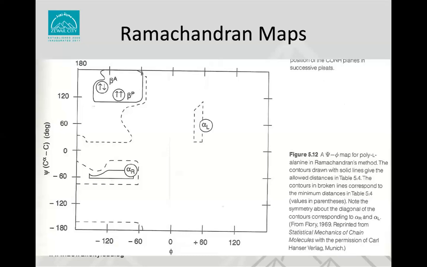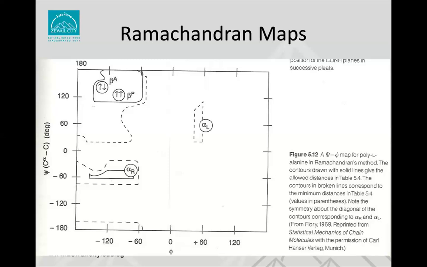So we have this region down here. We have the solid lines and the dotted lines. Those depend on what we assume as the van der Waals radius. The larger you assume the van der Waals radius, the smaller these accessible regions become, because there's more steric constraint.